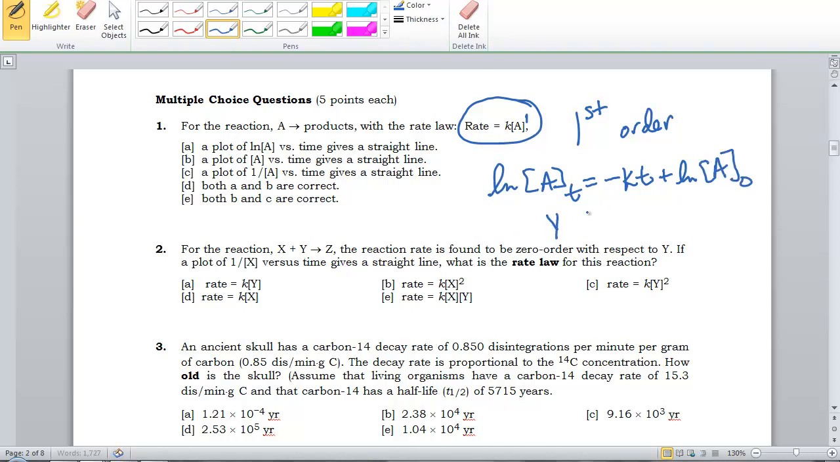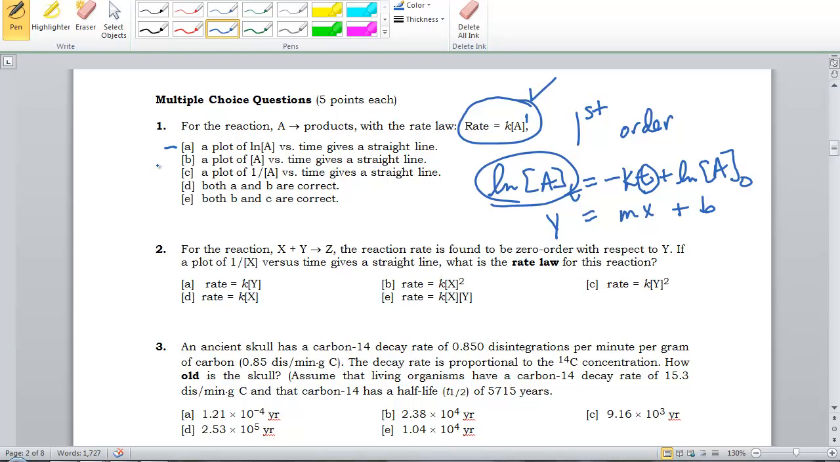All right, y equals mx plus b. So if we plot y, natural log of the concentration, versus x, time, and it is indeed first order, which we do know that, we will get a straight line. And so certainly A is true. A plot of natural log of the concentration versus time gives a straight line. That's true. What about B?